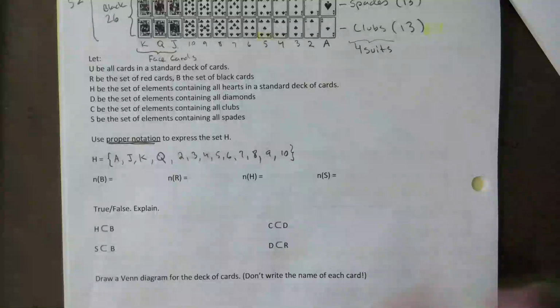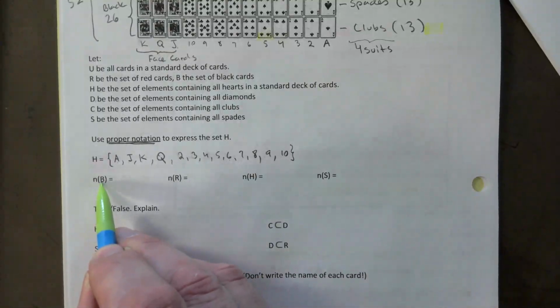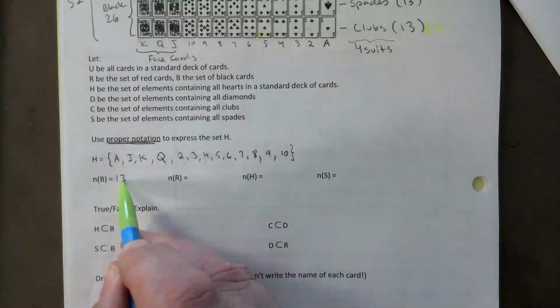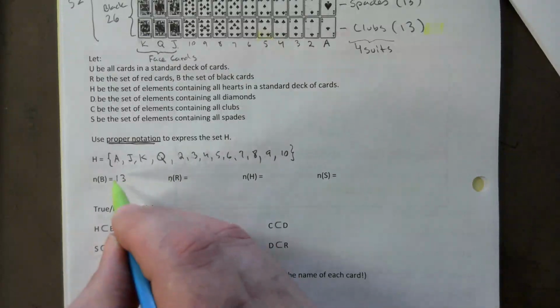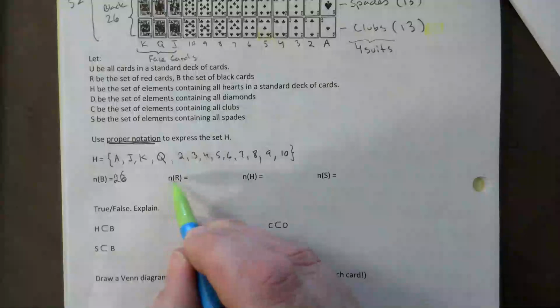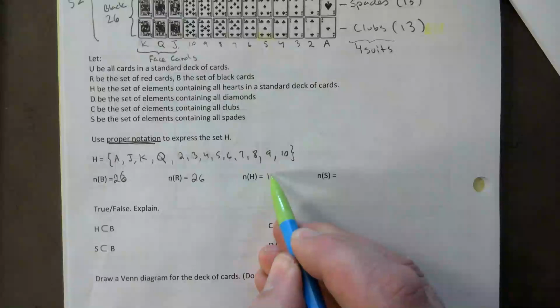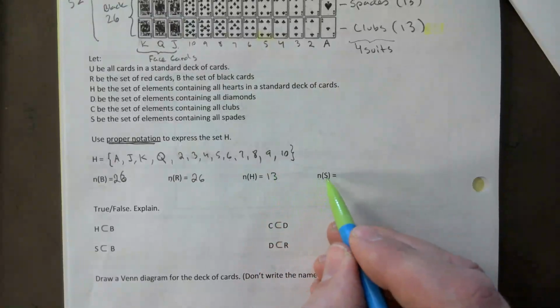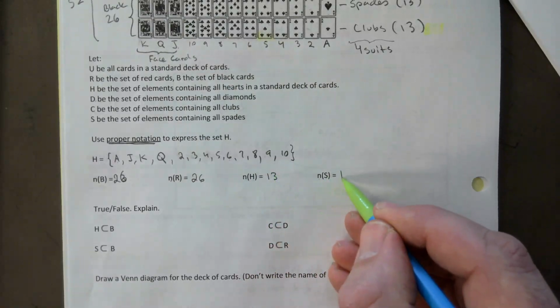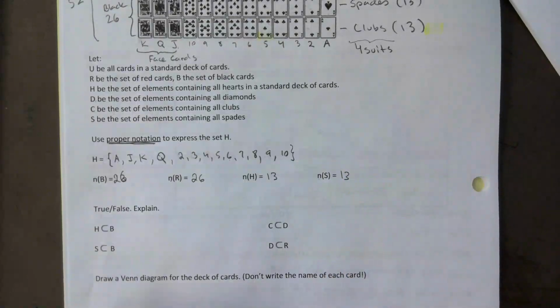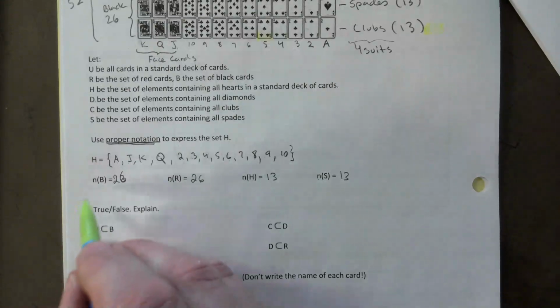Okay. So number of black cards would be 13. 26. Number of red cards would be 26. Number of hearts, that would be 13. Number of spades, 13. Okay. And I'm going to throw in a curveball in here. Okay. Let's see if you remember.